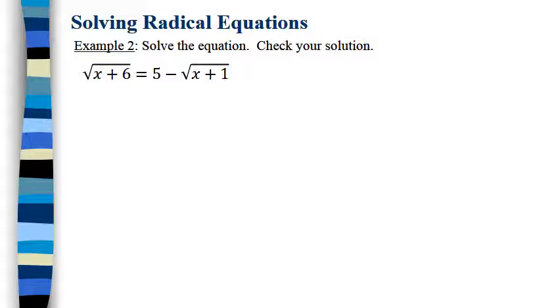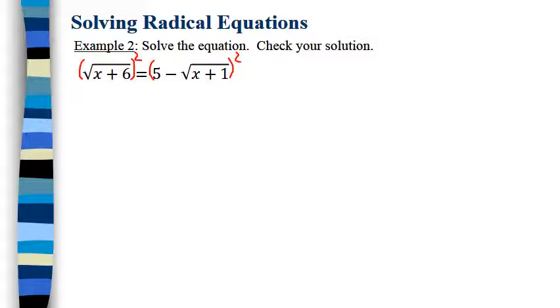Okay, so what happens if we have a radical on both sides? Well, we're going to do exactly the same strategy we did before. And we're going to start off by getting rid of one of the radicals. So we're going to try to put one of the radicals on one of the sides. And in fact, this is already done for us. So we're going to go ahead and square that.